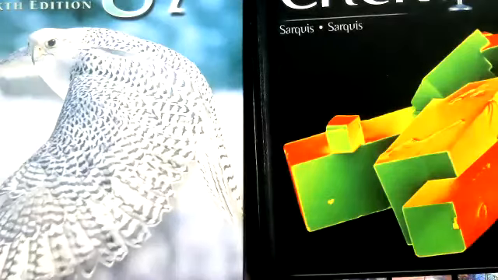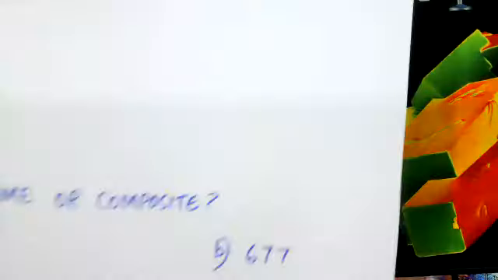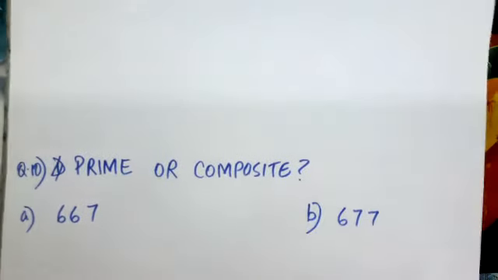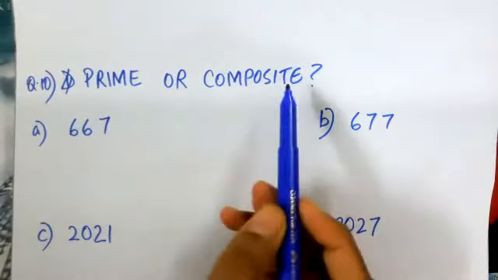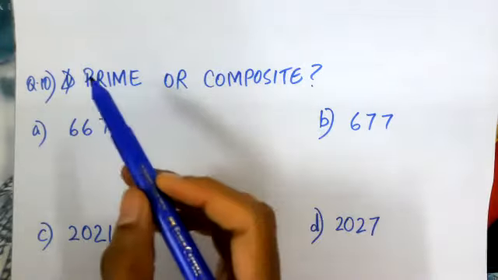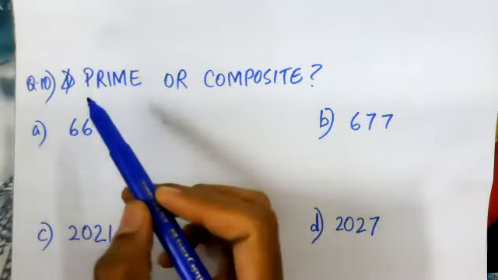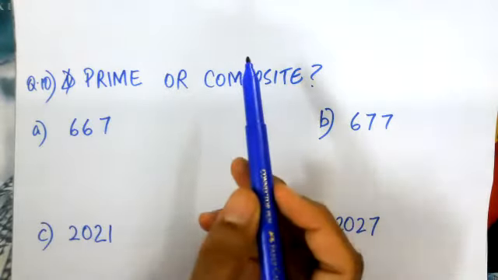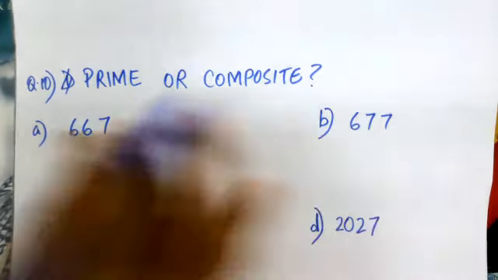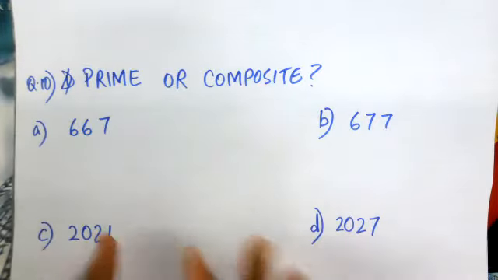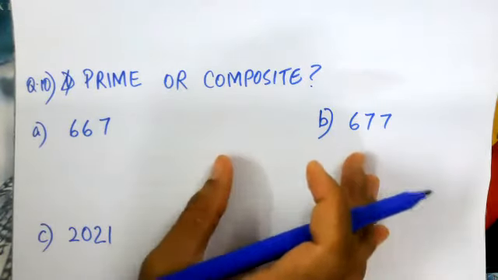Okay. Now, if you want to find out if a number is prime or composite, I have a few questions here. Let's find out if they are prime or composite. We know the meaning of prime and composite. Prime means numbers are not divisible by any other number, and composite means they can be divided by other numbers. In order to solve such problems, you have to know the divisibility rules.